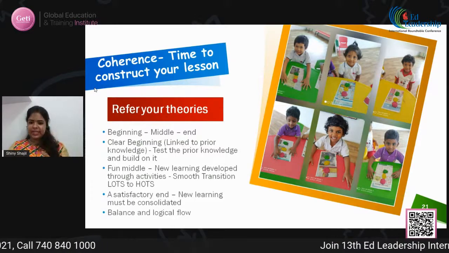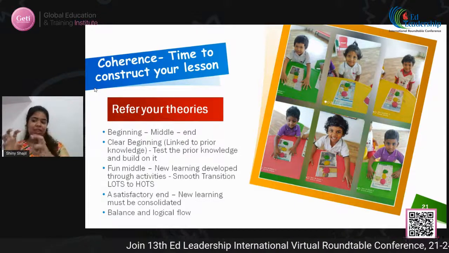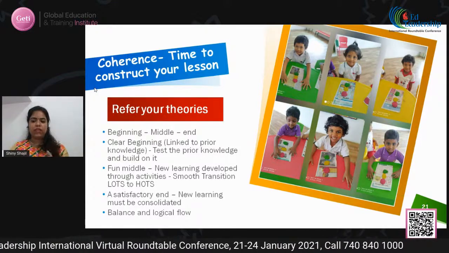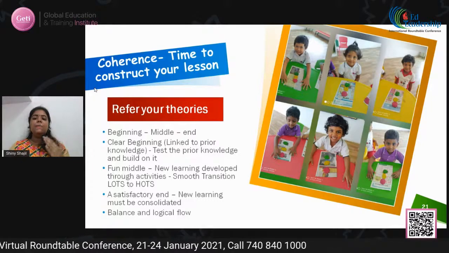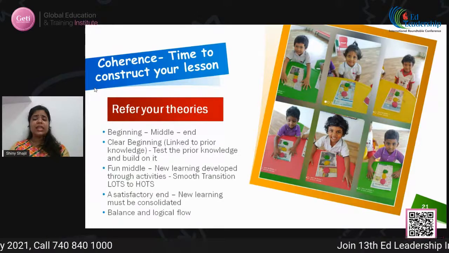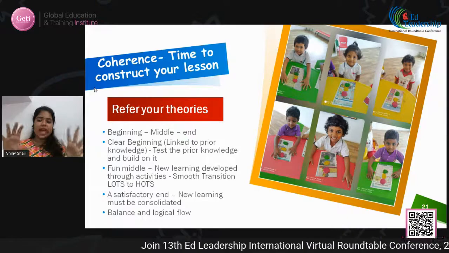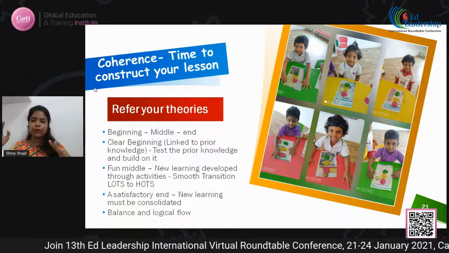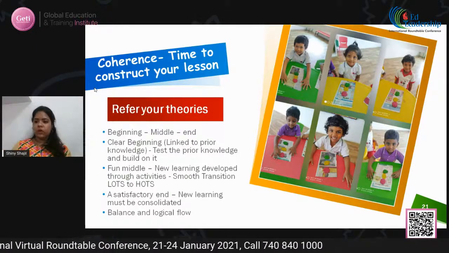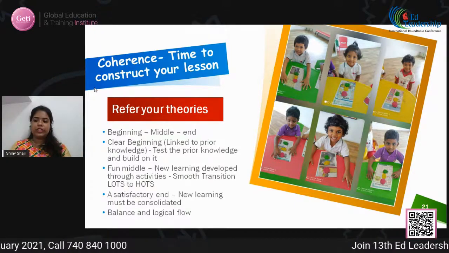And then once that is done, I have to have a very good ending. You can't just stop something halfway, so you should have a satisfactory ending. How can that be done? By summarizing, by consolidating what you have learned. And finally, it is the responsibility of a teacher to ensure that all this happens in a balanced way, in a logical flow. I can't summarize, then test the knowledge, and then start teaching. No, you have to have a logical flow through all this. So this is how you construct your lesson.